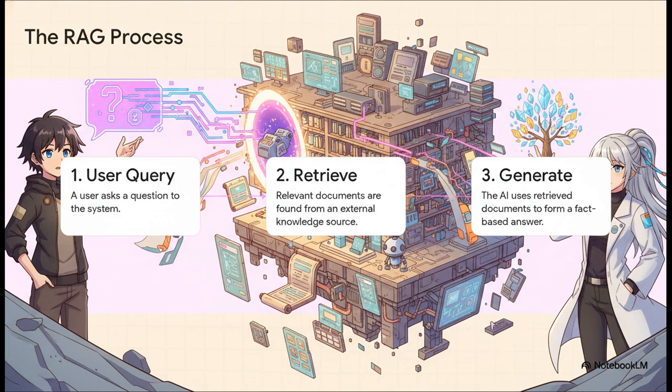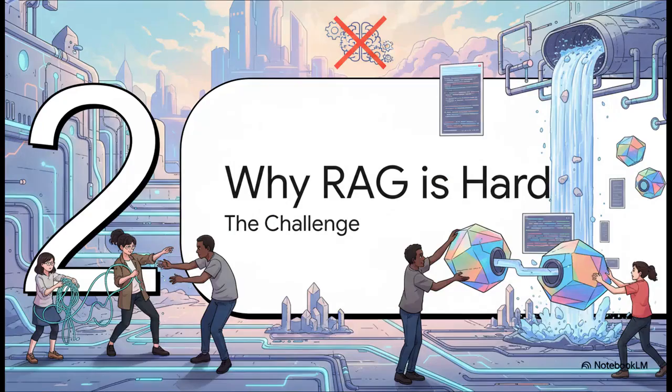First, you ask a question. The system then zips over to its knowledge base and retrieves the most relevant documents. Then, and this is the important part, only then does it generate an answer, using those facts it just found as its guide. But of course, there's a catch.